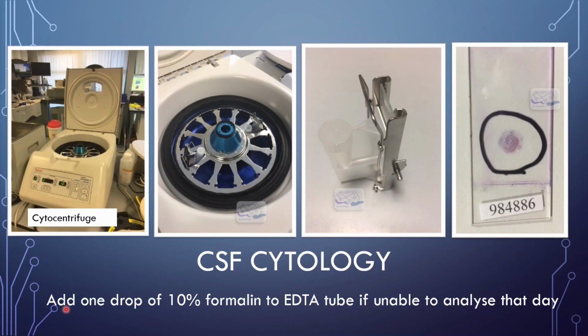Now, cytocentrifuges are actually quite expensive. They're several £1,000s, so it's not necessarily something that a routine practice would have. And if you have to send them off for analysis, then if you can't analyze it that day, really within 8 hours, then it would be a good idea to add 1 drop of 10% formalin to the EDTA tube. Ideally have 2 EDTA tubes, one without formalin, as this will improve the cell stability and is not meant to affect the protein.